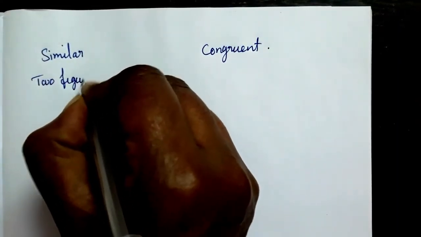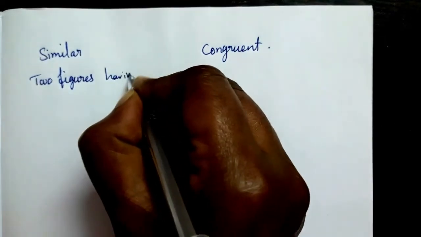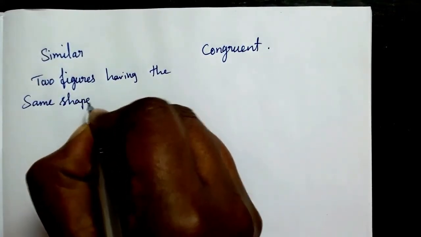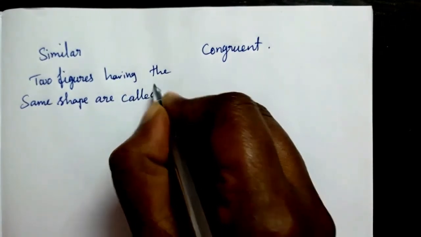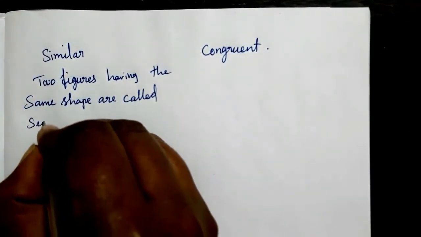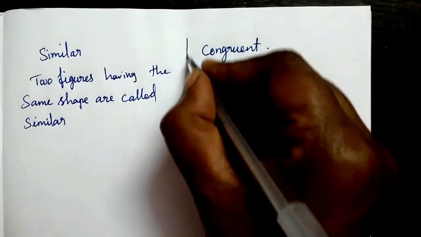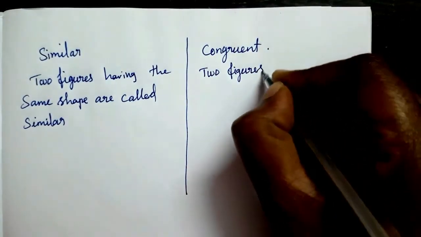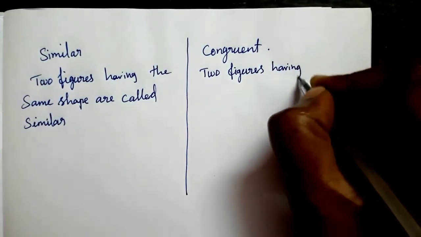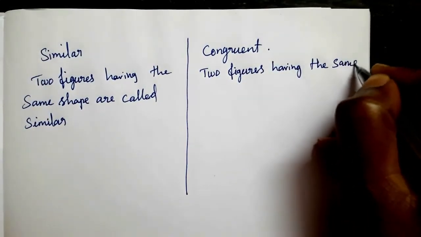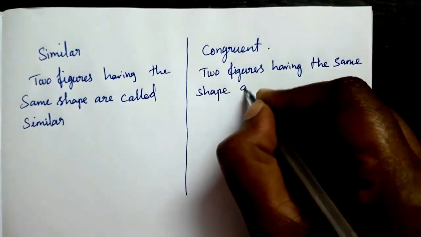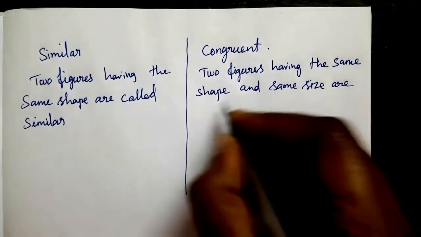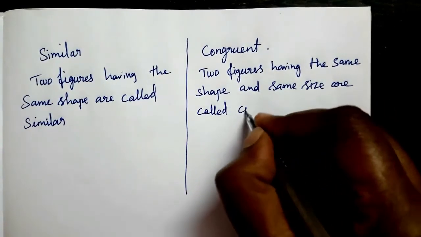Two figures having the same shape are called similar, and two figures having the same shape and same size are called congruent.